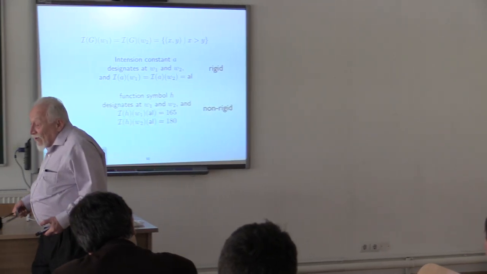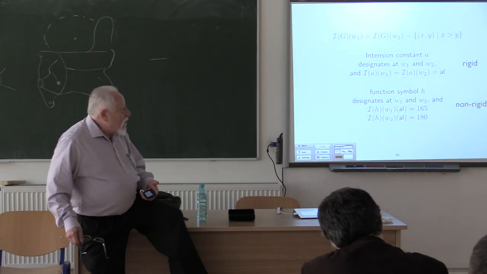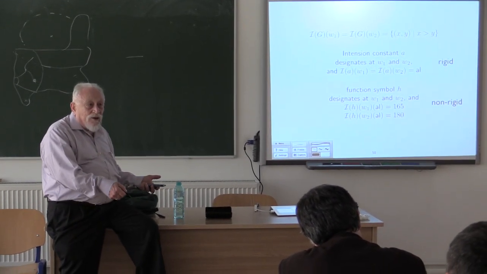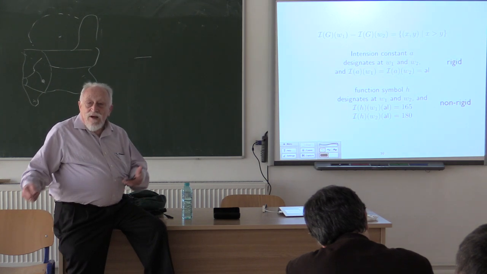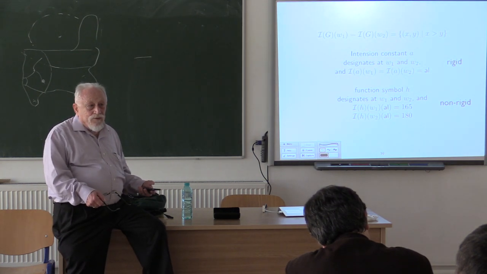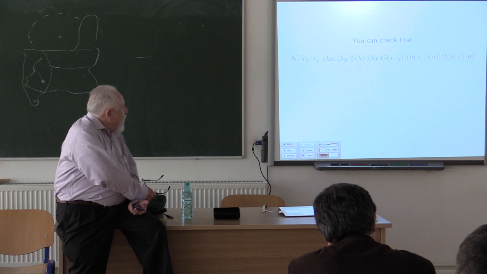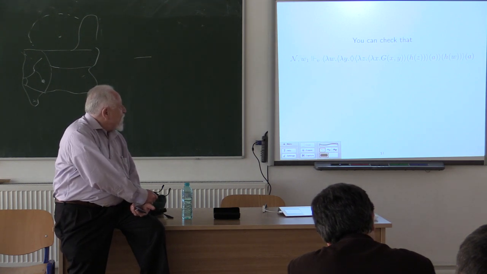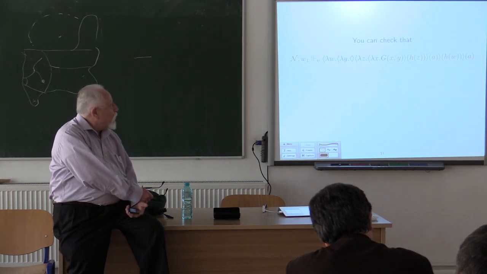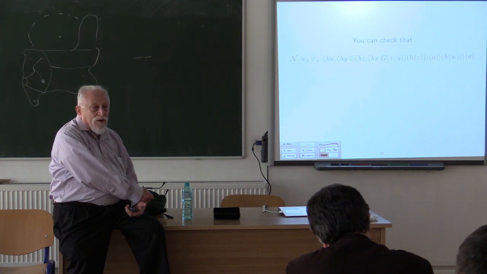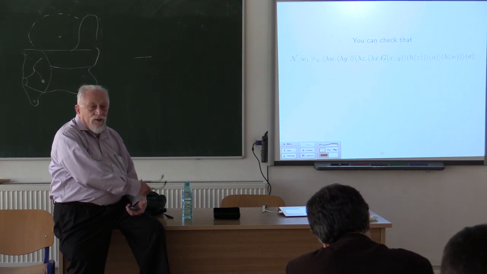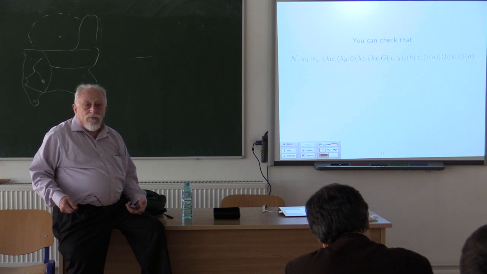So it's exactly what I was saying before. Alice is a rigid designator, but the height is a non-rigid attribute. I'll leave it to you to check that this evaluates to true at W1. You can take the next half a minute or so.